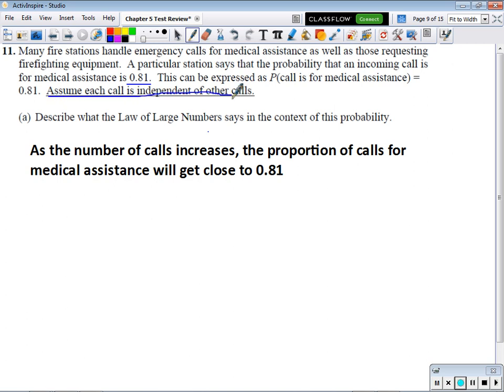Assume each call is independent of other calls, and that'll be key for what we're going to do with the answer to part B. So part A says, describe what the law of large numbers says in the context of this problem. So the law of large numbers basically says that as the number of calls increases, so as we get more and more calls, the proportion or the probability of calls for medical assistance will start to get closer to 0.81. So just remember, when you're describing the law of large numbers, you want to say that as you do something repeatedly, as the number of trials increases, the probability or the proportion will get close to what in theory it's supposed to be. So that was part A.